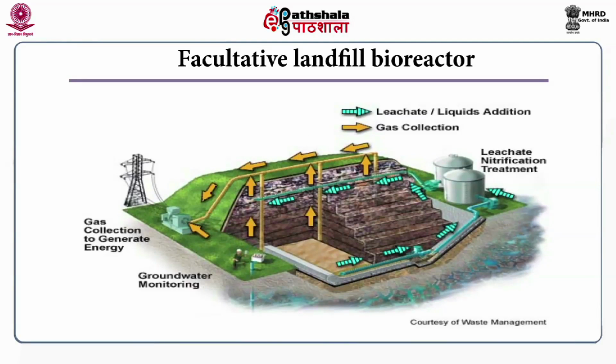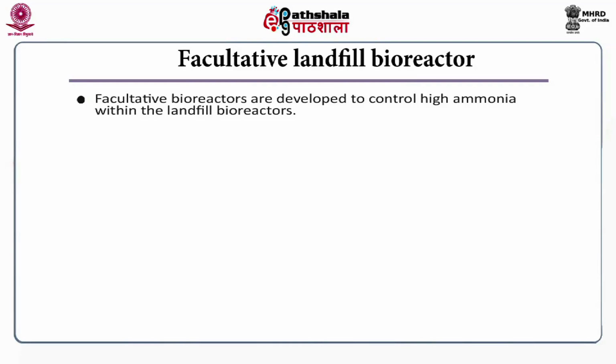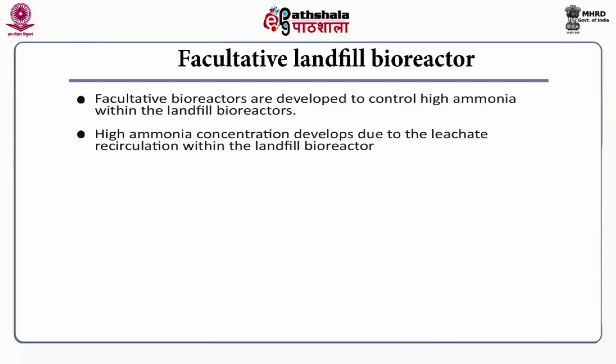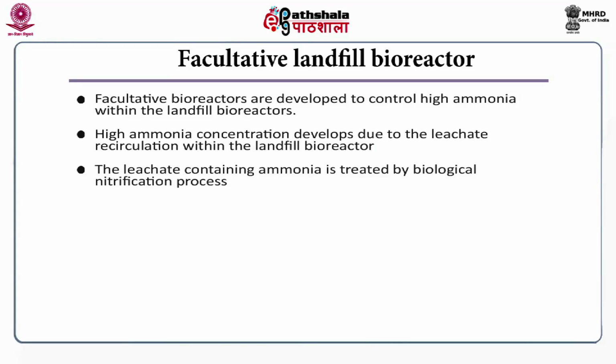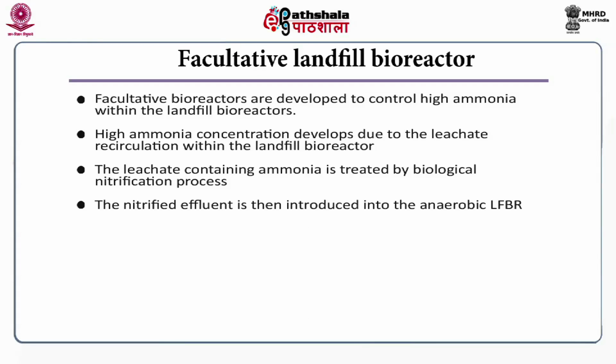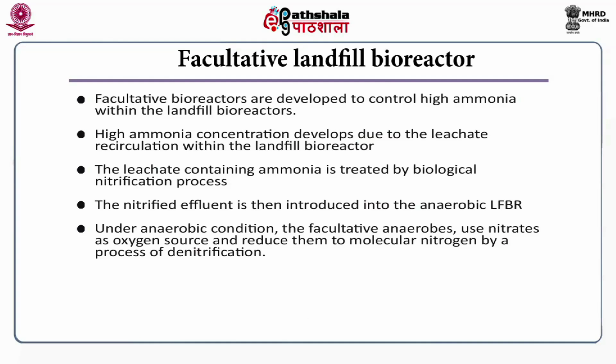The next type of landfill bioreactor is a facultative landfill bioreactor, which is specially developed to control high ammonia levels in the landfill bioreactors. High ammonia concentration develops due to the leachate recirculation within the landfill bioreactor. The leachate containing ammonia is generally treated by biological nitrification process and the nitrified effluent is generally introduced into the anaerobic LFBR. Under anaerobic condition, the facultative anaerobes use nitrates as an oxygen source and will then reduce it to molecular nitrogen by the process of denitrification.